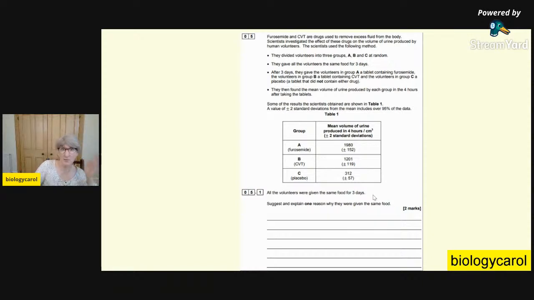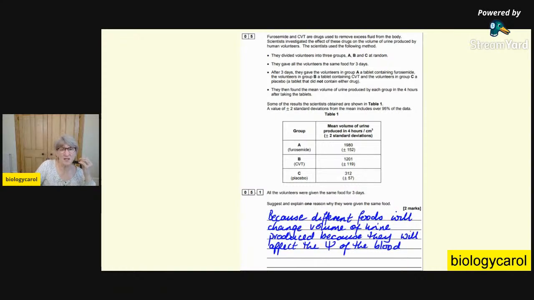And then I was kind of going, not quite sure what to write after that. And so I went for putting about the water potential of the blood, changing the water potential of the blood. I wasn't completely sure, didn't quite know what they were looking for, but it makes sense because the amount of urine that you produce is directly related to your blood's water potential. That is, ADH and all that kind of stuff.